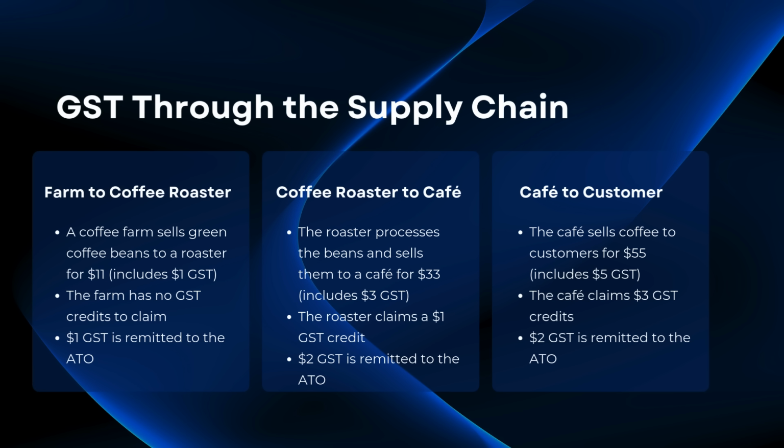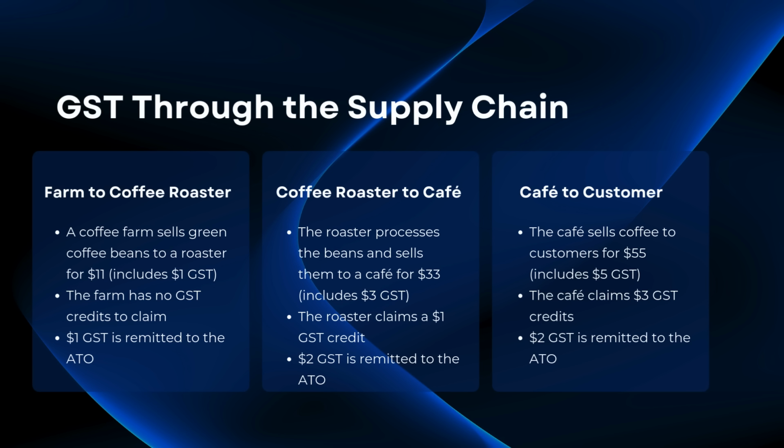GST doesn't just apply at the final sale to the customer. It applies at each stage of the supply chain. Each business charges GST on what it sells, claims GST credits on what it buys, and pays only the net amount to the ATO. This ensures the tax is effectively passed along until the final customer.